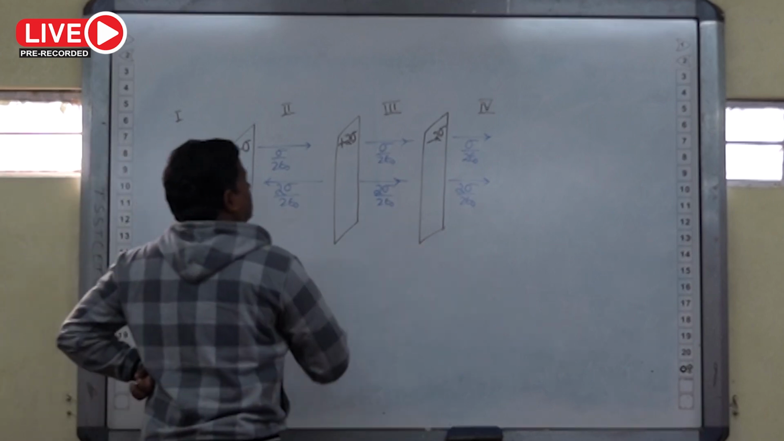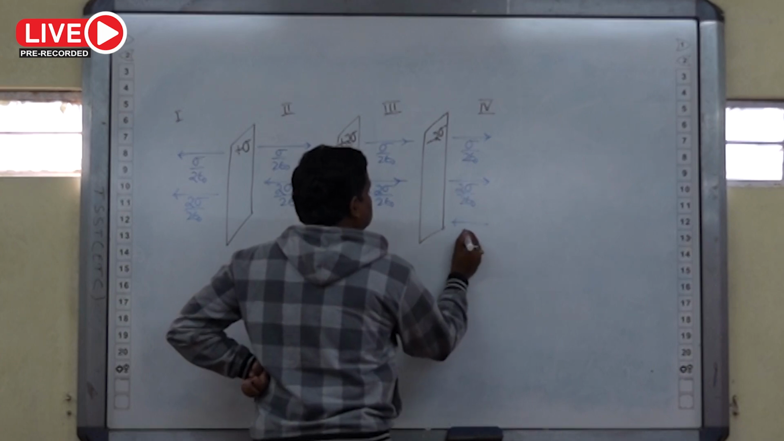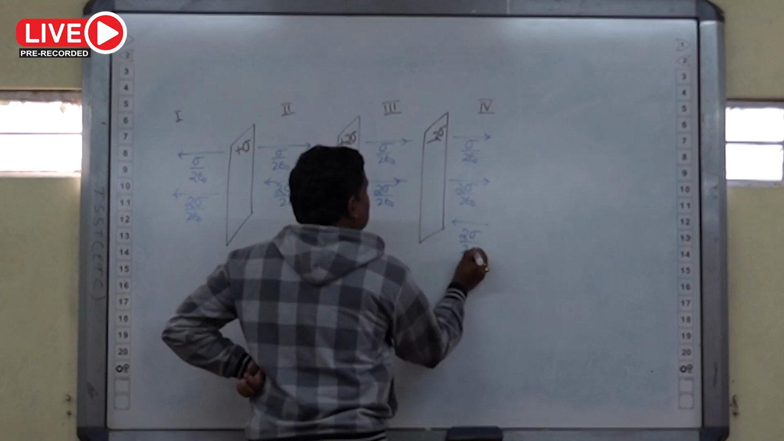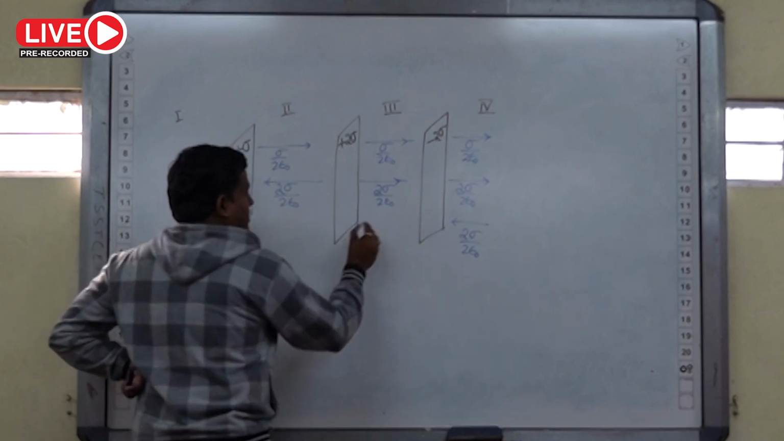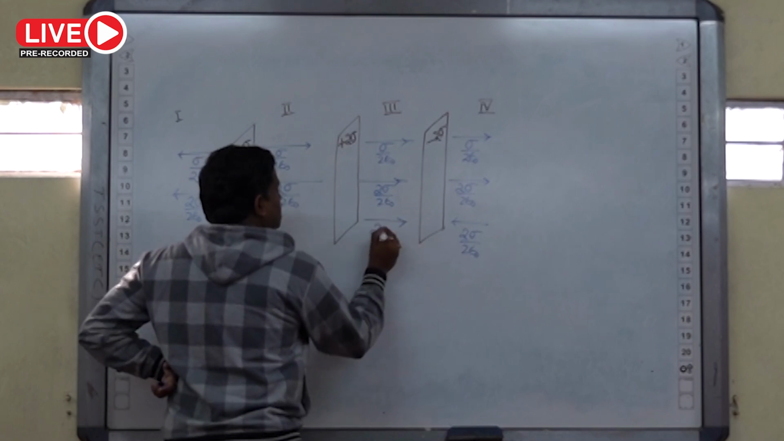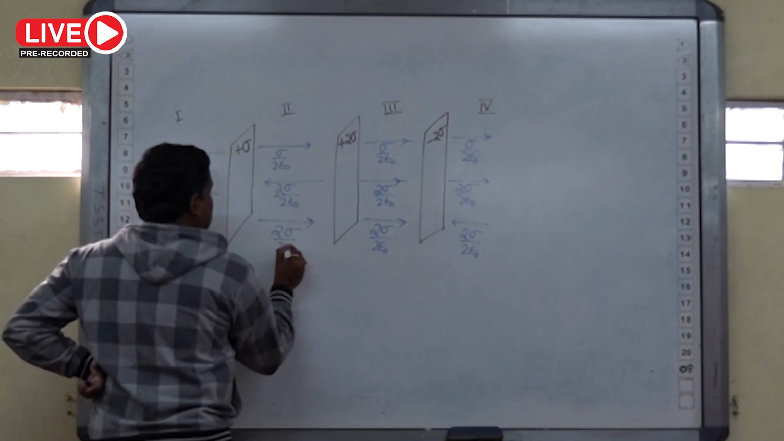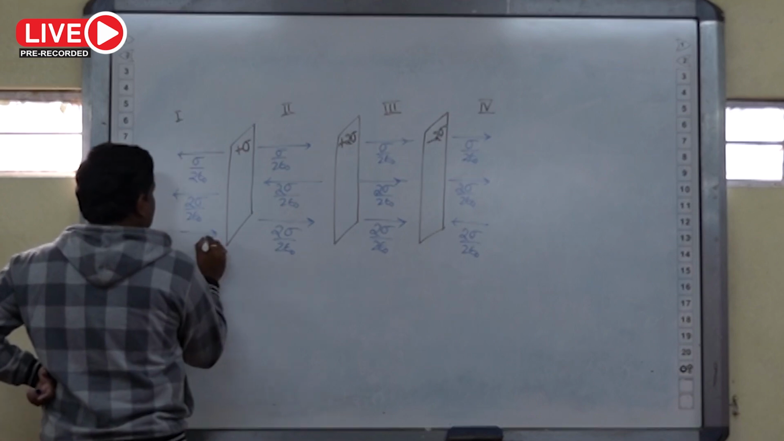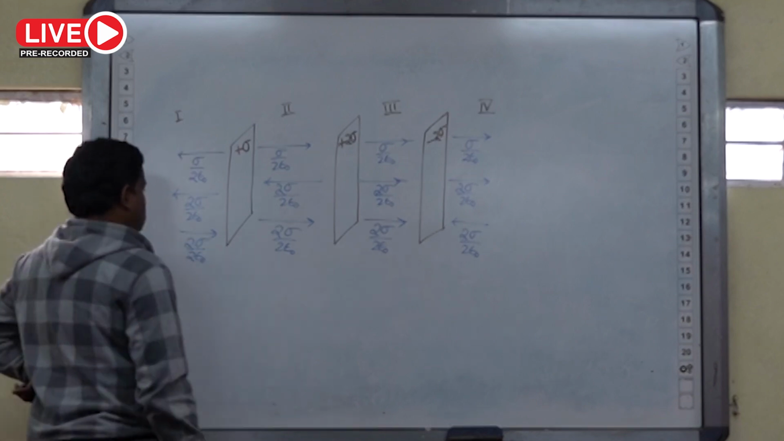Now come to the third plate. In this region it is 2 sigma by 2 epsilon naught, but the direction is always towards the plate because it is negative charge. So in this region 2 sigma by 2 epsilon naught magnitude towards the plate. In this region also 2 sigma by 2 epsilon naught. In this region also 2 sigma by 2 epsilon naught.